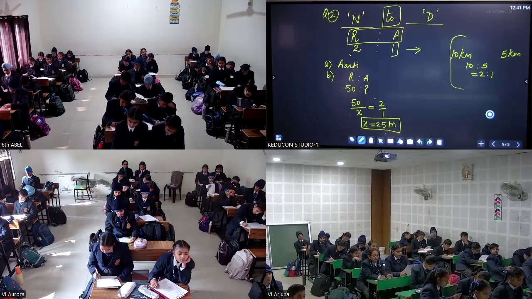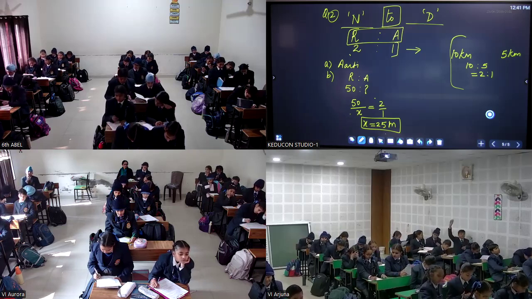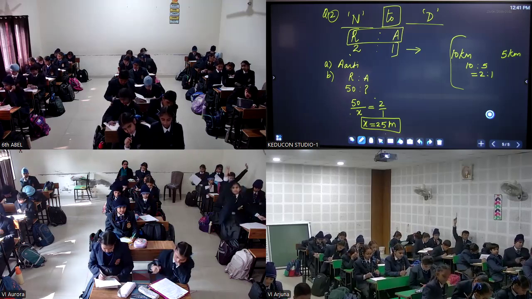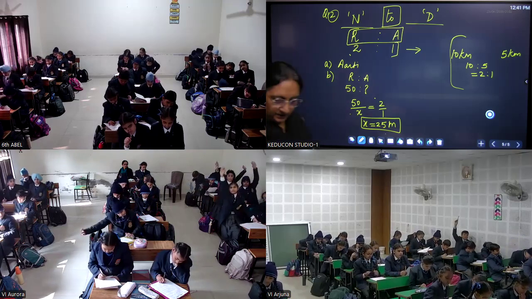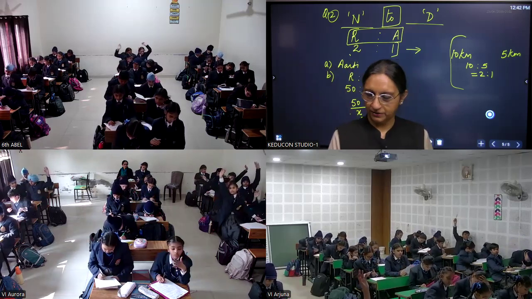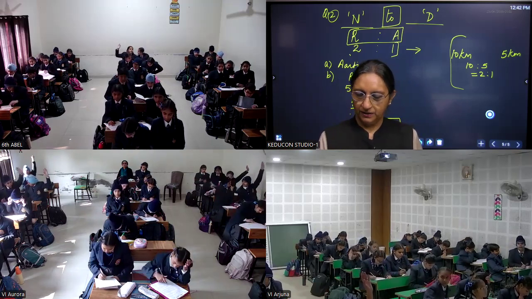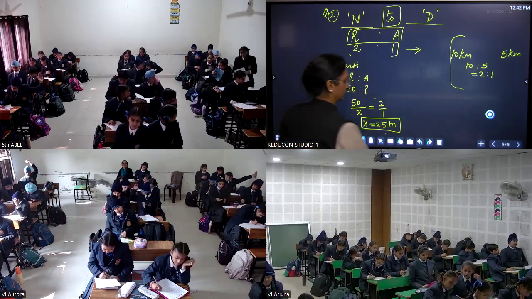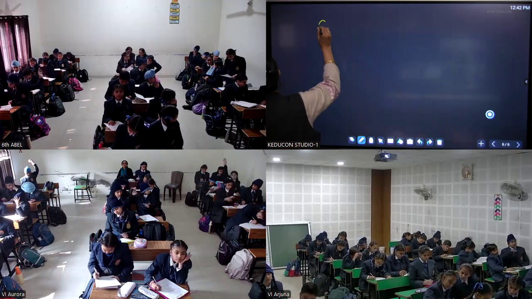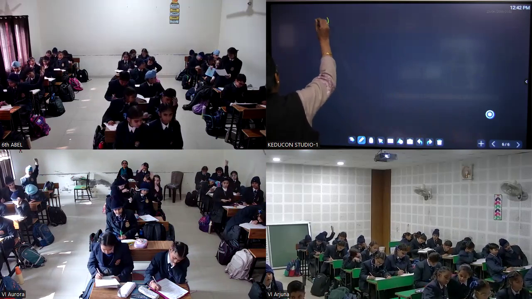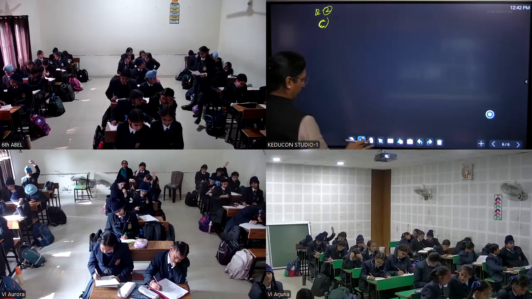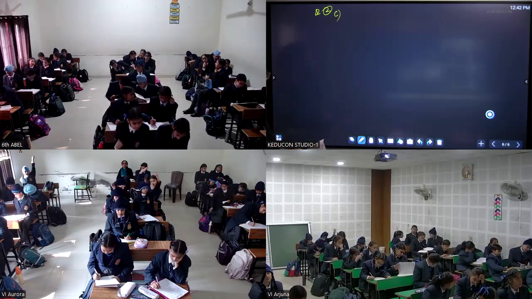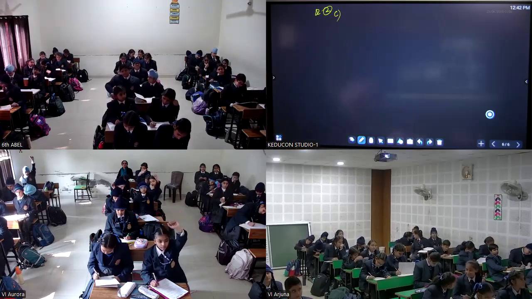Okay, same question in C part. If Aarti's home is 1000 meters away, you have to find the distance of Raman's home. We are doing B part, C part, question number 2. Yes, beta, have you done? That's 1000 meters, so it's 2000.